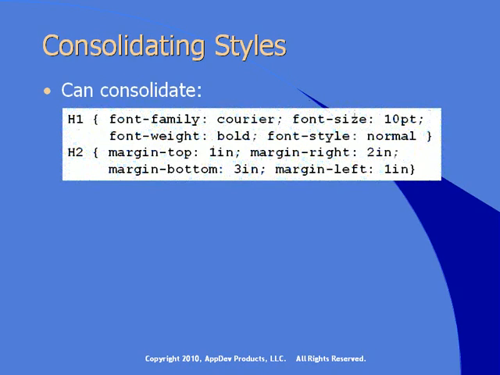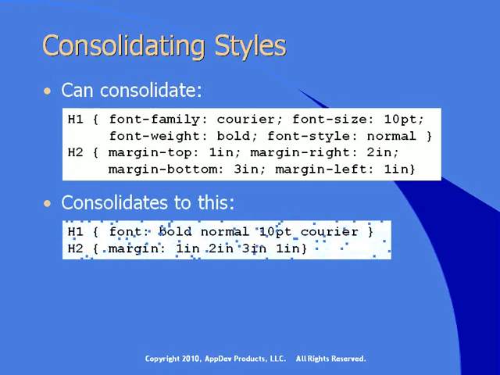You can consolidate this sort of thing where we have H1 and H2, and we have these font family, font size, font weight, font style, and then margin top, margin right, margin bottom, margin left. And you'll see that each of those can be consolidated. The font style allows you to specify the weight, the style, the size, and the family in that order separated with spaces. The margin attribute allows you to specify top, right, bottom, and left in that order, sort of going around the edge of the thing.